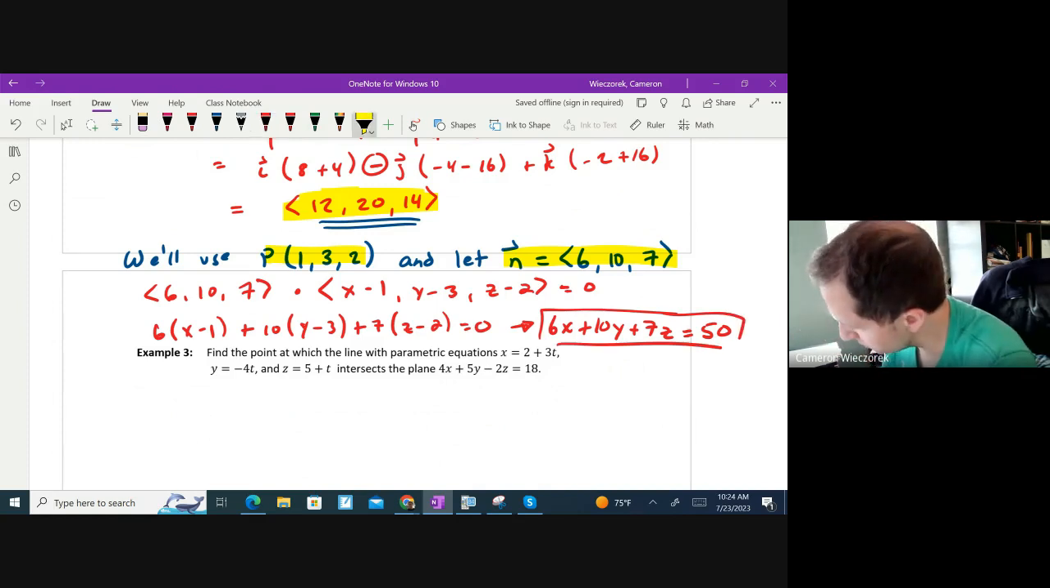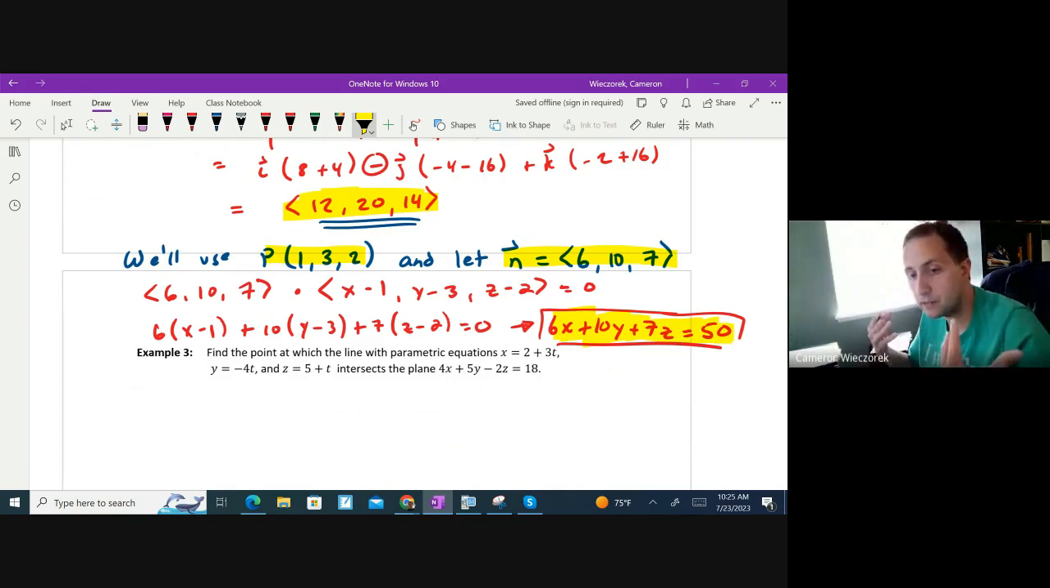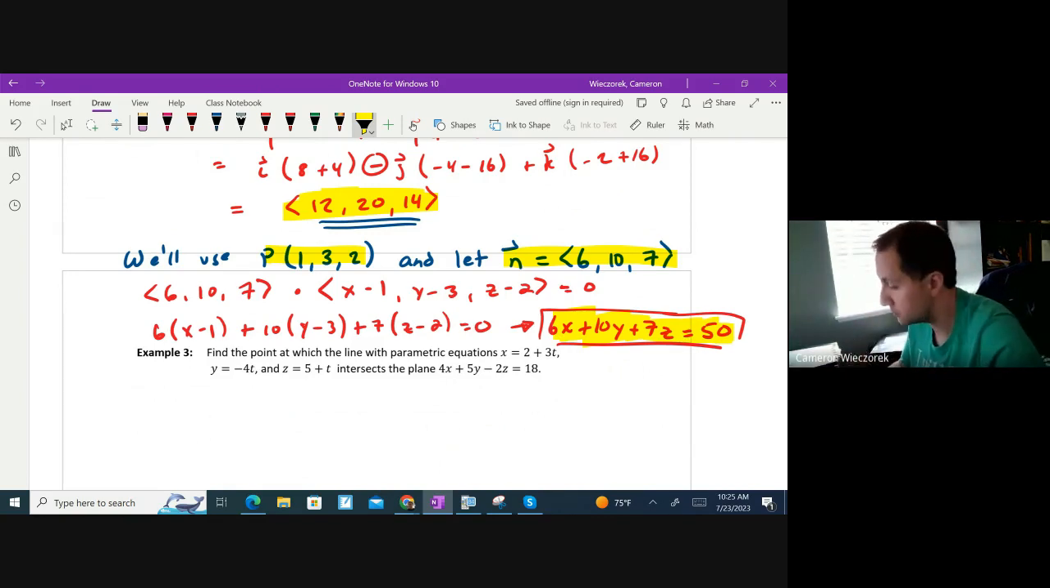Okay, so same process we did before. The only added bonus is you have to find the normal vector yourself. And the way that you do that is you end up finding 2 vectors on that plane, and you take their cross product.